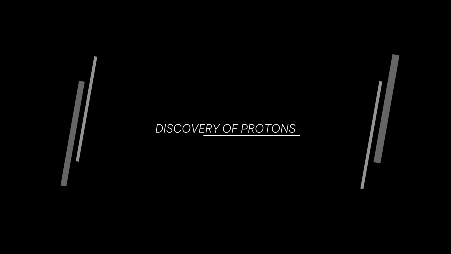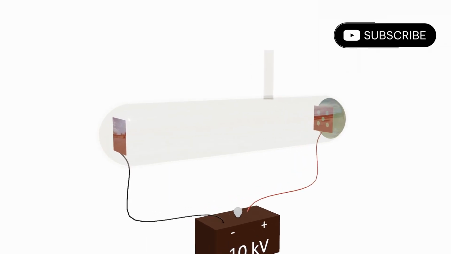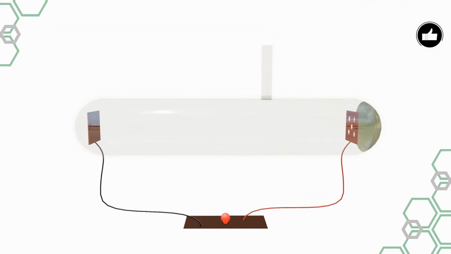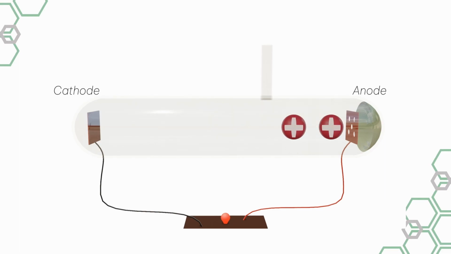Discovery of protons. The discovery of protons was done by slightly modifying the cathode ray discharge tube. In this experiment, when a high voltage is applied between the electrodes, then the gas atoms present inside the tube get ionized, which means some electrons get removed from the atom of the gas. So negative charge on these atoms gets reduced, and hence they become positively charged ions, because these ionized atoms have more protons than electrons. Now these positively charged ions start moving from anode to negatively charged cathode in the form of a ray.